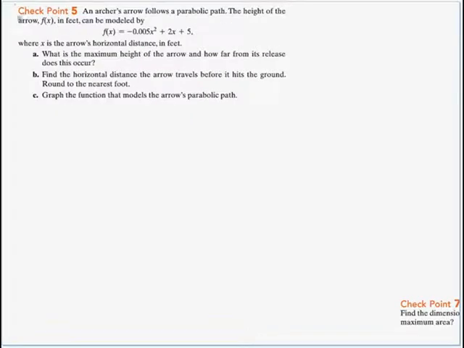Now time for some practice. The first checkpoint problem is very much like the football problem. We got an archer. His arrow is being shot up in the air. It's going to follow a parabolic path. The height of the arrow is modeled by this quadratic, where x is the arrow's horizontal distance in feet.